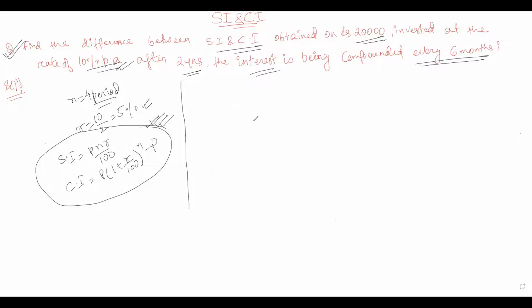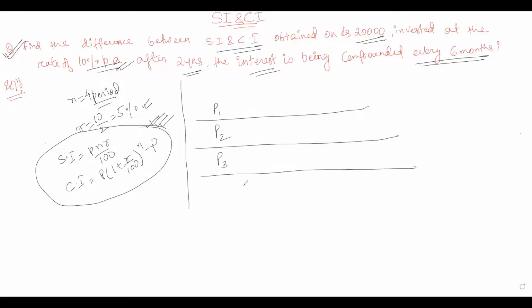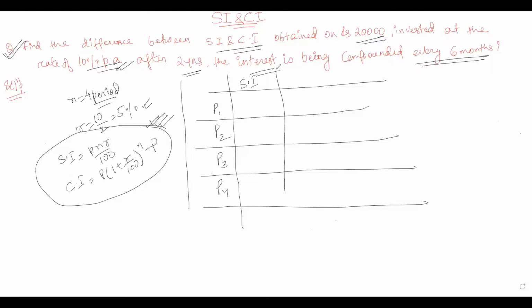I know that there are 4 periods. So let us denote them by period 1, period 2, period 3, period 4. And let us try to note down the simple interest and compound interest for these periods. So this is SI and this is CI, and let us now try to calculate the difference between SI and CI. I know that the rate percent is 5 on this 20,000 rupees.